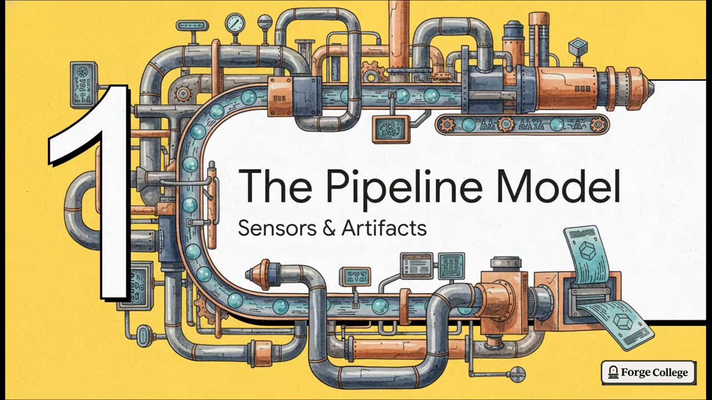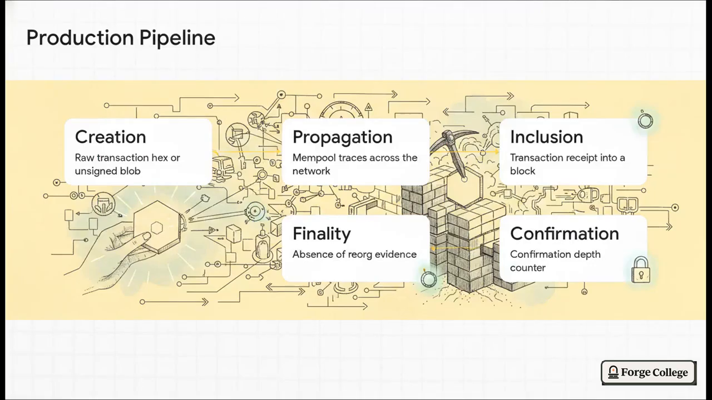All right, kicking things off with Section 1, the pipeline model, focusing on sensors and artifacts. To start off, we really have to stop treating the blockchain like some magic black box where transactions go in and receipts just magically pop out. Instead, I want you to picture a literal industrial production pipeline.